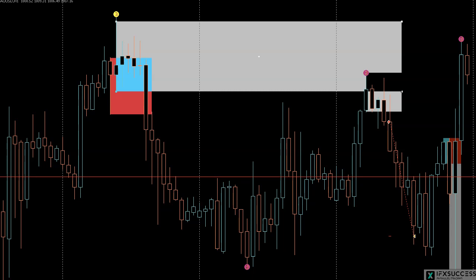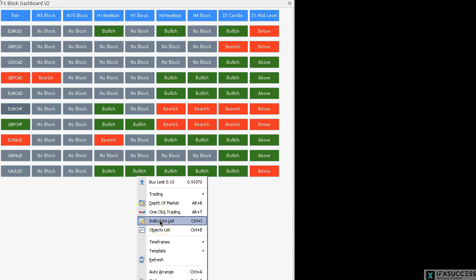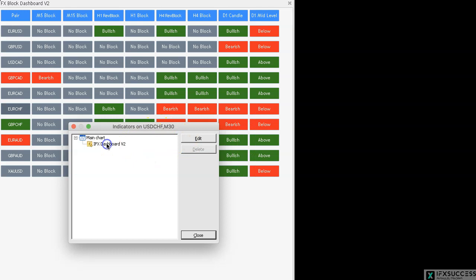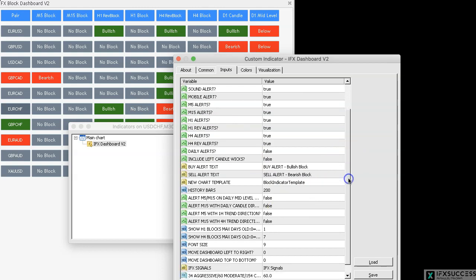happened today? We're going to have our dashboard, and this is dashboard version 2. What are we going to do with this dashboard? I'm going to tell it, hey, show me only the blocks that happened today or yesterday, maximum 2 days, or actually right over here, show me H1 blocks, because right now I'm looking at only H1 blocks that are 1 day old max, okay?